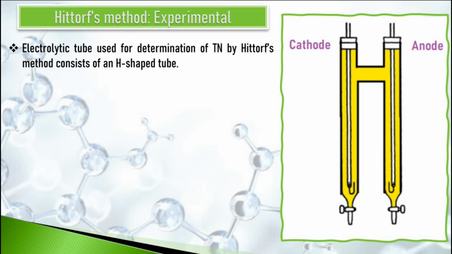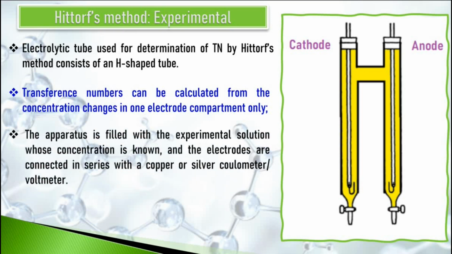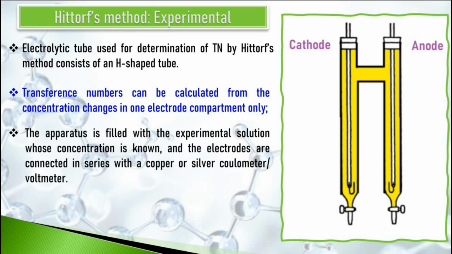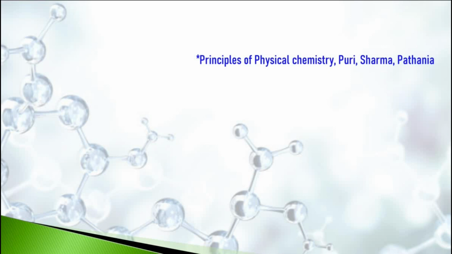And in Hittorf's method, transport number can be calculated from the concentration change in one electrode compartment only. That means we calculate the change in the concentration at the cathode or at the anode. Accordingly, from there we can determine the transport number of the anion or the transport number of the cation. So this is the brief about the experimental part of Hittorf's method. We will learn the experimental part better with the help of one numerical. It has been taken from the book Principles of Physical Chemistry by Puri, Sharma and Pathania.